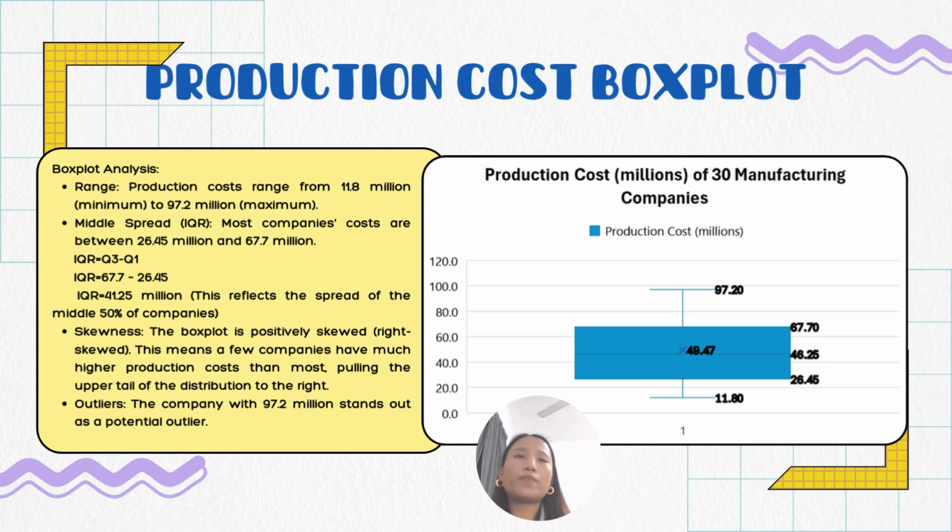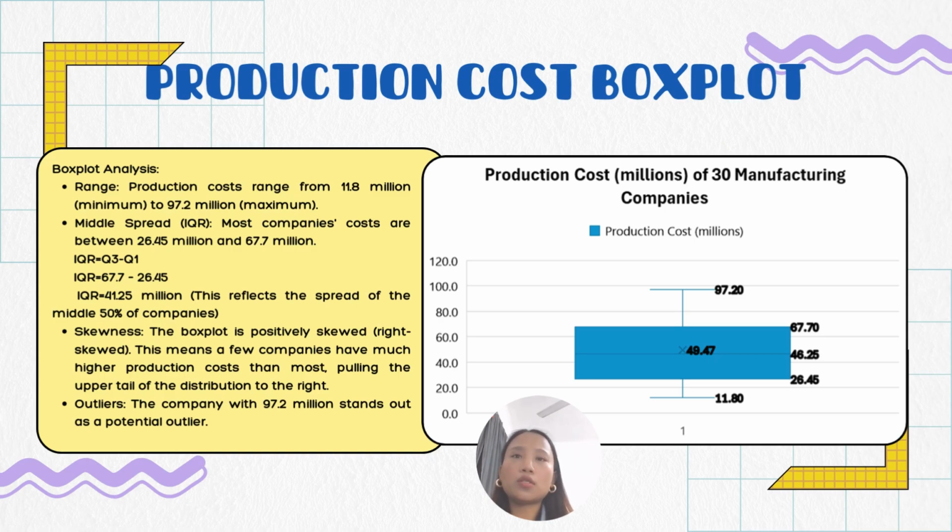As you can see here, the tail that reaches 97.2 is longer than the 11.8. So this is due to high production costs in a few companies. The IQR, the interquartile range, shows that most companies have cost between 26.45 million and 67.7 million. So it has a middle spread. We can see here that it reflects the spread of the middle 50% of companies.